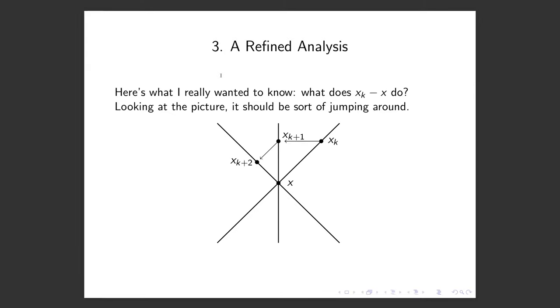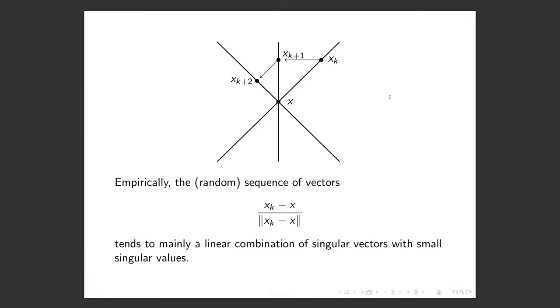And here's what I wanted to do originally. So this was the original plan that I had. I wanted to understand what happens to this error vector x_k minus x, right? Because you see in the picture here, you'd expect this to randomly move around. It's a vector, it points in a direction, and I expected this to be random, right? But then I ran five examples on a computer and it didn't seem random at all. In fact, what I saw is that if I normalize these vectors to be on the unit sphere, then they are mainly linear combinations of singular vectors corresponding to small singular values. That's what I observed.